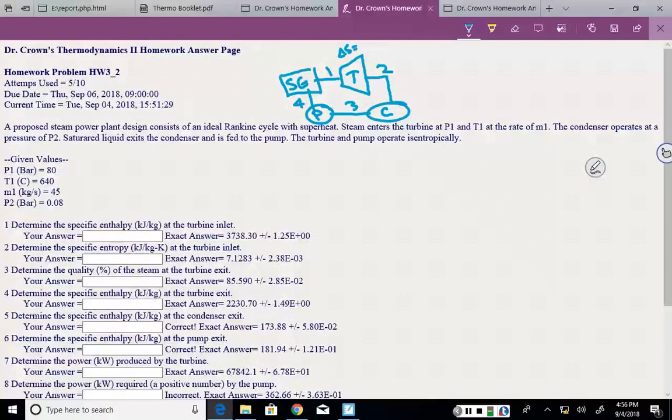Delta S equals 0. Delta P equals 0. Delta S equals 0 for the pump. Delta P equals 0 for the heat exchanger. So for the steam generator and the condenser, delta P equals 0, no pressure drop across those devices. There is a pressure drop across the turbine and a pressure rise across the pump, but no entropy change in those two devices.